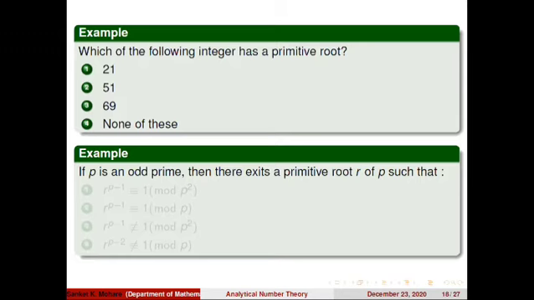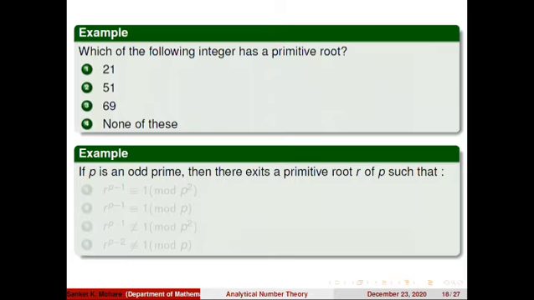Now the second option, 51. 51 is also divisible by two odd primes, 3 and 17. That's why it also has no primitive root. Similarly, 69 is also divisible by two primes, as 23 is prime and 3 is also prime. Both are odd primes, and they divide 69. So by the corollary, as all these three integers are divisible by two odd primes, they have no primitive roots. So the first, second, and third options are incorrect. That's why option 4 is correct.